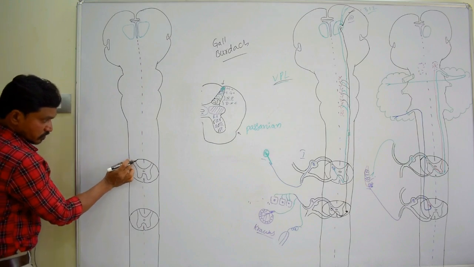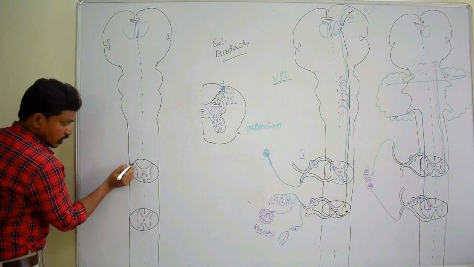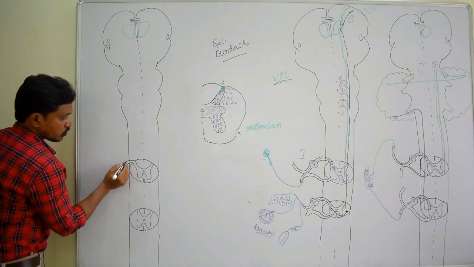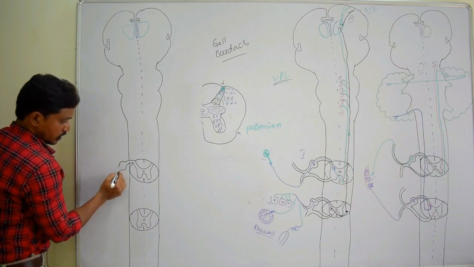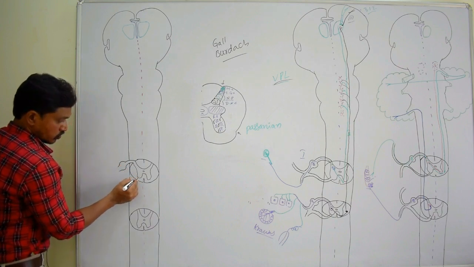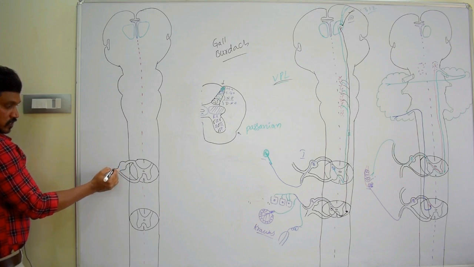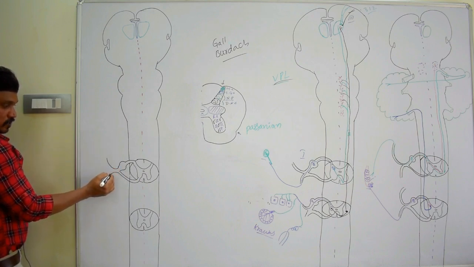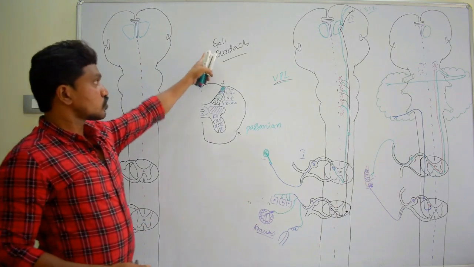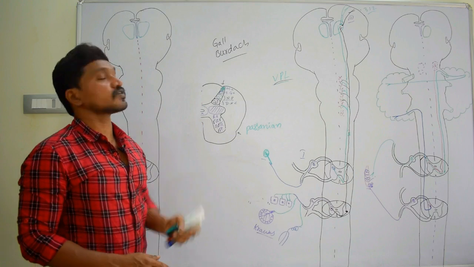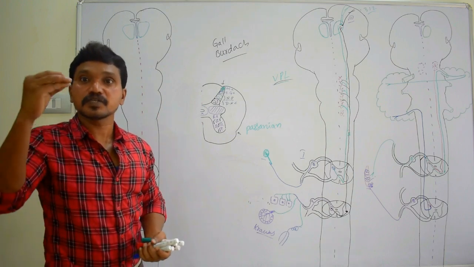First order neuron will be present in the dorsal spinal ganglion or posterior root ganglion. So this is the dorsal root ganglion and here is the anterior root. These two roots are united and form the spinal nerve. That spinal nerve will be divided into posterior primary rami and anterior primary rami. Here also the same.